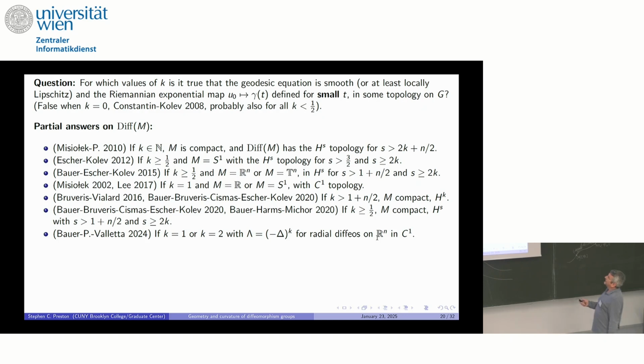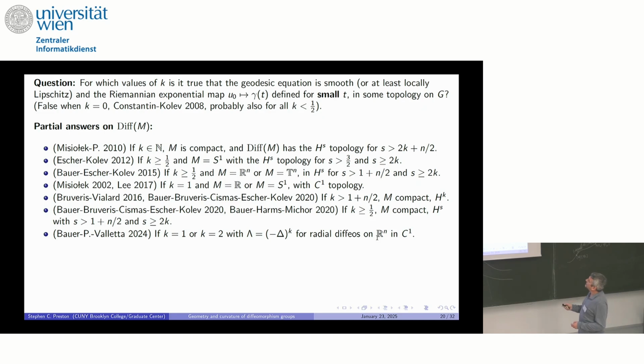for k at least 1, an integer, and you take the Sobolev H^s topology for s pretty big, that is not close to the critical Sobolev index, that's not close to C^1 where I want to be. 1 plus n over 2 is where I'd want to be. But if k is pretty large and the topology is also pretty large, then you can get this to work.